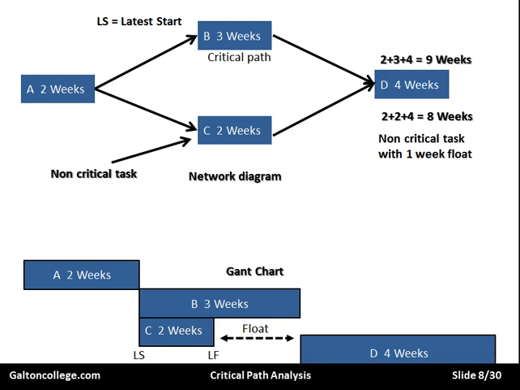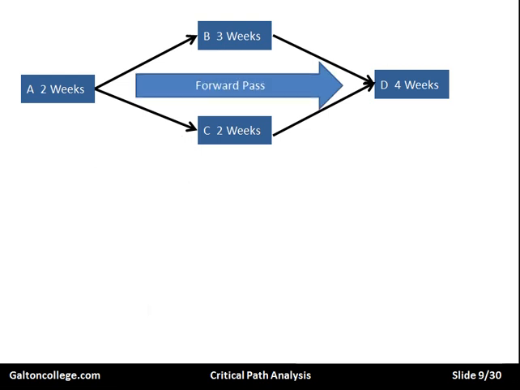Now, let's go back and start to work out how these things are calculated. First of all, we note here something called a forward pass. We move from the left to the right. It's the direction of the arrows. So we have a forward pass. And the forward pass calculates the earliest finish date. So let's insert some numbers and see how it works.